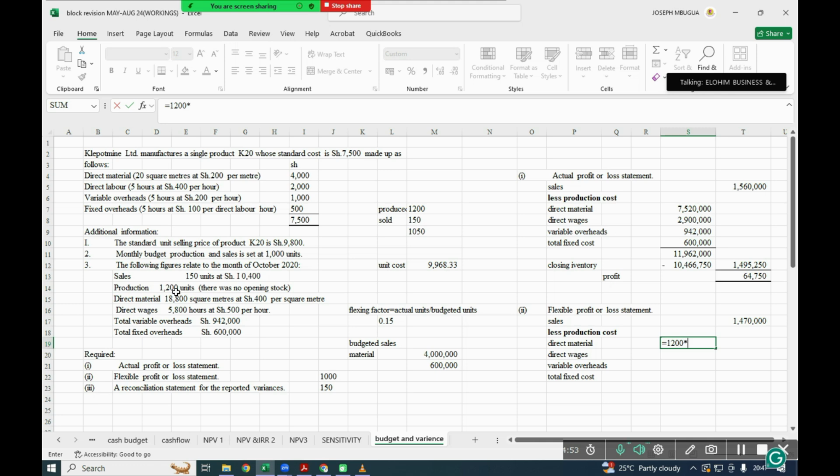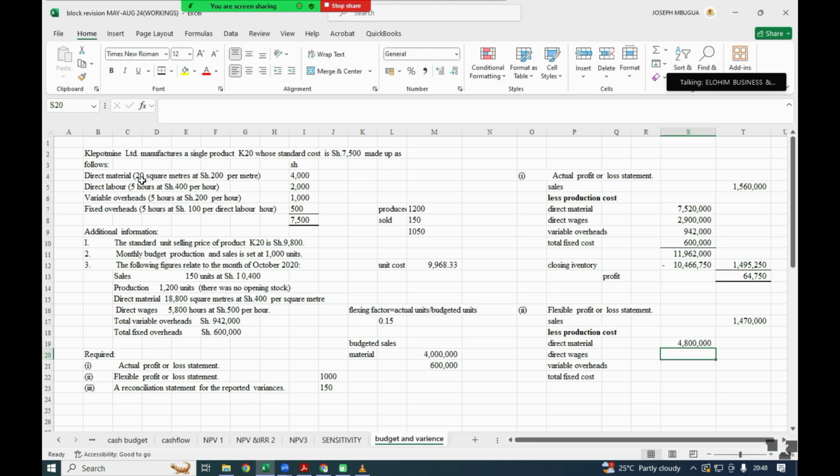1,2, and each unit will require 20 square meter at 200, and still that one will not add up. That means I will go back to the root of the budgeted, because that one is misleading. It's not giving the correct value.